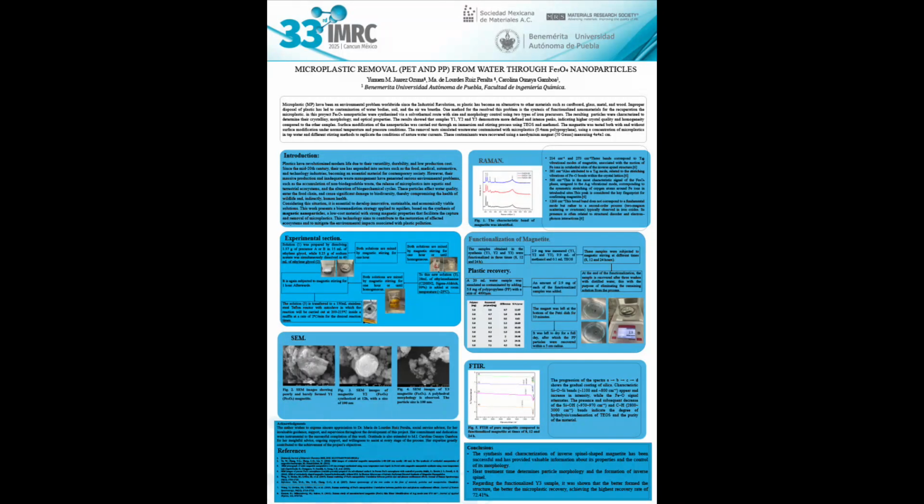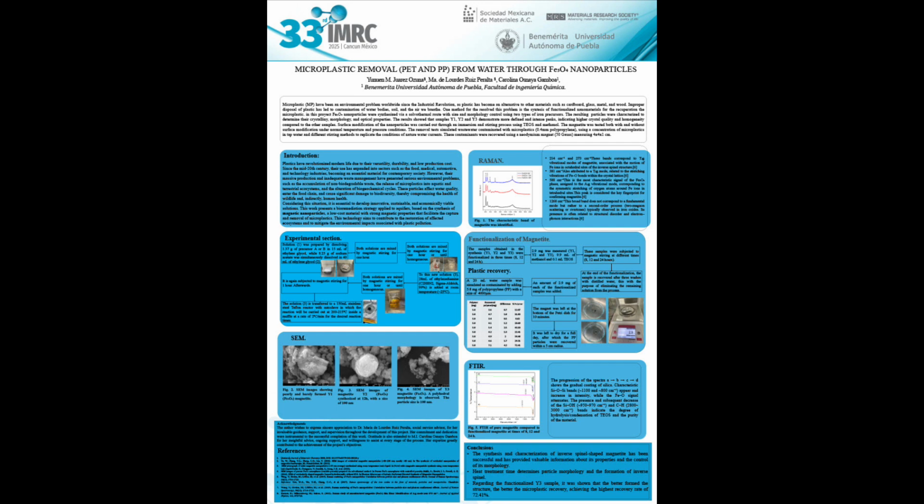The progression of the spectra A, B, C, D shows the gradual coating of silica. Characteristic Si-O-C bands at 1100 and 800 cm⁻¹ appear and increase in intensity while the Fe-O signal attenuates. The presence and subsequent decrease of the Si-OH (950-970 cm⁻¹) and CH₂ (2800-3000 cm⁻¹) bands indicate the degree of hydrolysis, condensation of TiOs, and the purity of the material.